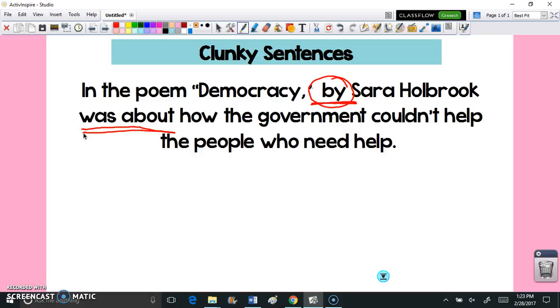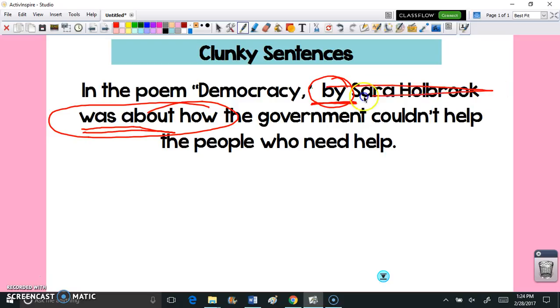So listen to what this example sounds like. "In the poem Democracy by Sarah Holbrook was about how the government couldn't help the people who need help." I'm sure you noticed that the second I was done with the author's name and I got into the actual verb of the sentence, it just didn't flow. "In the poem Democracy by Sarah Holbrook was about." Okay, the poem was about.